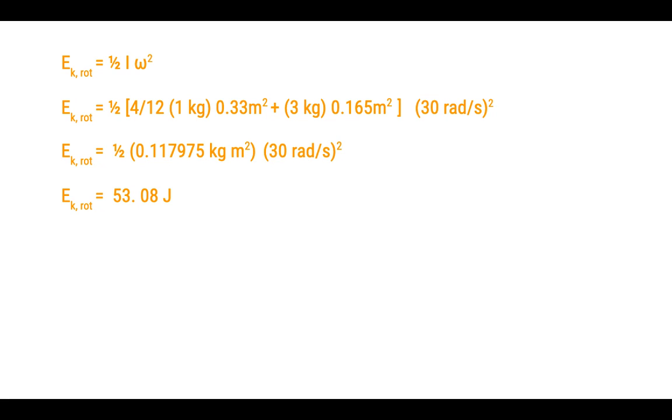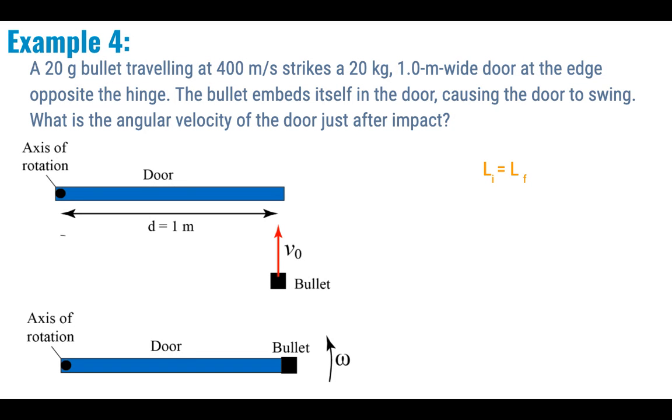All right, let's take a look at a parallel axis theorem example. So in example 4, we have a 20-gram bullet traveling at 400 meters per second. The bullet strikes a 20-kilogram, 1-meter wide door at the edge opposite the hinge. So the bullet is going to hit on the opposite end of the door compared to the axis of rotation. The bullet embeds itself in the door, causing the door to swing. What is the angular velocity of the door just after impact?